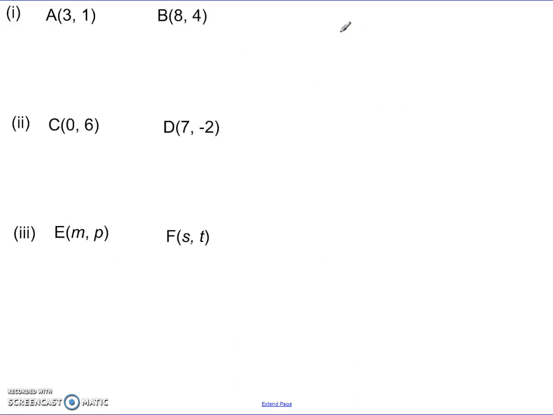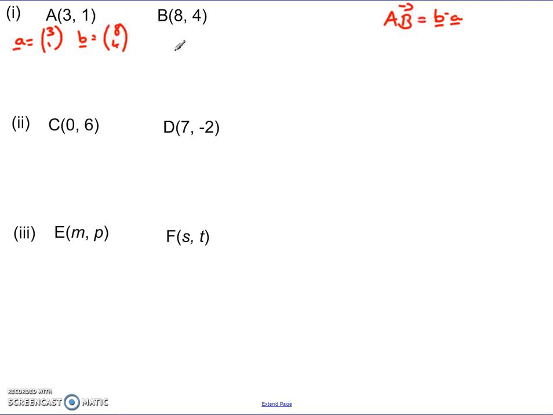So the first one, position vectors for each of these points. Now remember, the position vector AB is given by B minus A. So the position vector of B, take away the position vector of A. And the position vector of B is the vector from the origin to this point. The position vector of A, again, is the vector from the origin to this point. So in this case, my vector for A is given by (3, 1) and my vector for B is given by (8, 4). So I've got my two basic position vectors.